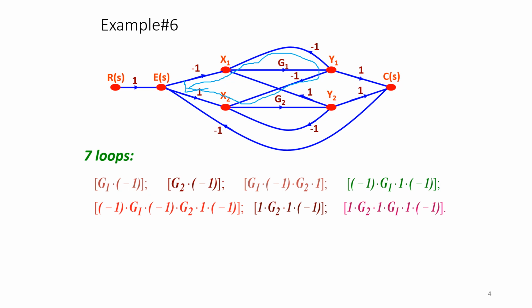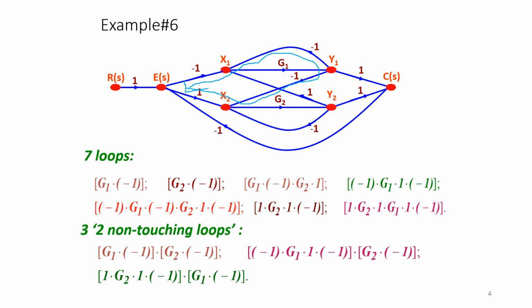So G1 into minus 1, so it is minus G1, minus G2, minus G1 into G2, plus G1, so minus G1 into G2, minus G2, minus G1 into G2. So 7 loops.